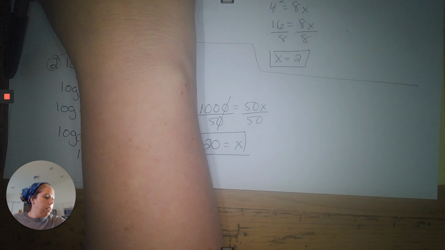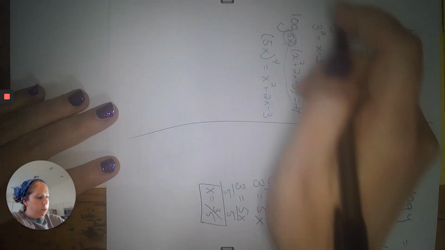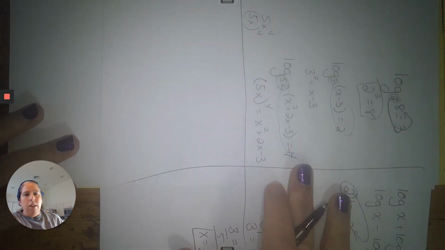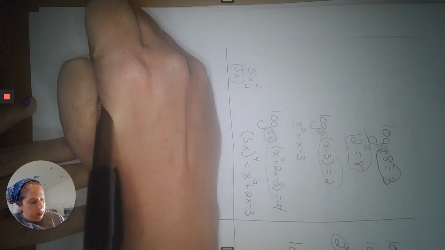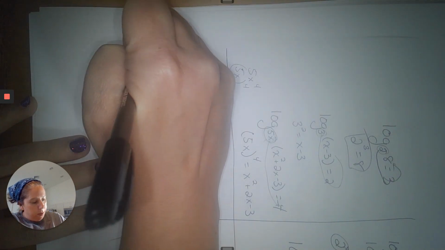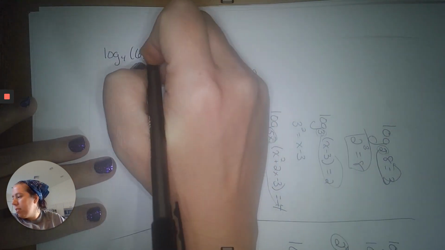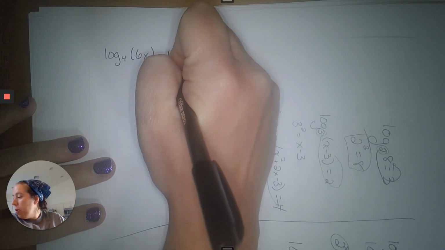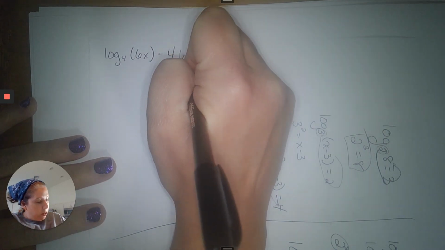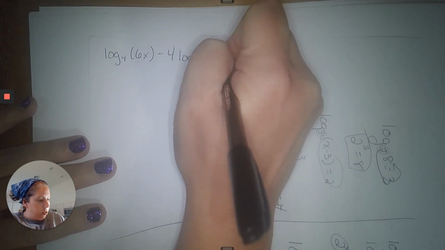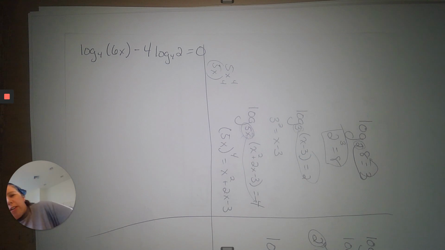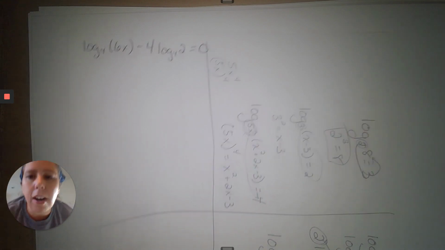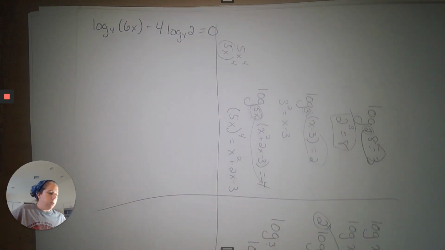All right, one more. And then I'll show you guys the delta math. Do I have room? Oh, we're going to use this room right over here. All right, so we got log base 4 of 6x minus 4 log base 4 of 2, and that's going to equal 0. All right, so give it a shot, try and set it up. Okay, if you get stuck, just play the video and see when you catch up.